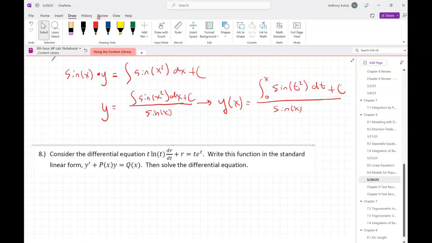So I need to get, in this case, my y prime is that dr dt. So r is like my y and t is like my x. So what do I need to do to get that dr dt by itself? Divide by t natural log t.